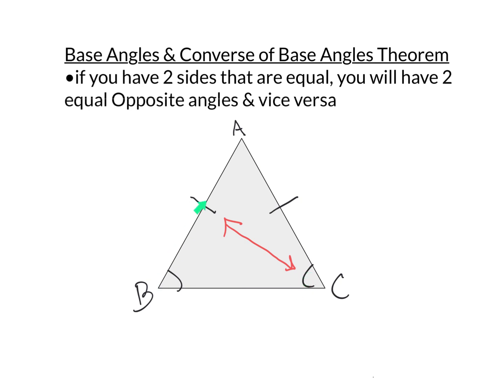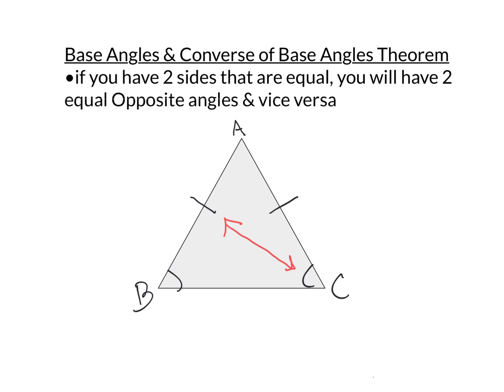Now notice opposite angles and sides. You see how this side goes here to here? This angle will never touch the opposite. Okay? This angle touches this side and this side, but it will never touch this side. So remember, the opposite ones are across the triangle and they never touch each other.